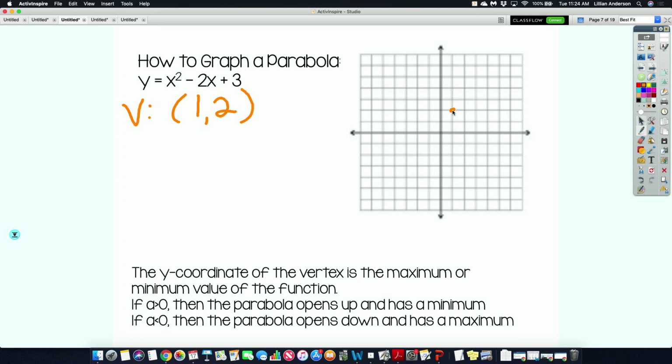Well, first, before I go through the pattern, let's determine, does this graph open up or does it open down? If you ever wonder, look right here. These are a few notes. If a is greater than 0, and remember a is the number in front of the x squared, then the parabola is going to open up and have a minimum. But if a is less than 0, then the parabola is going to open down and it's going to have a maximum. Open up means it's going to look like so. Open down, it's going to be pointing down.